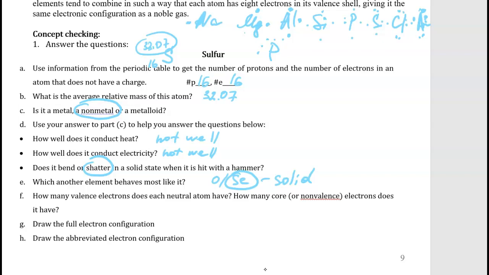How many valence electrons does each neutral atom have? For sulfur, it is 6 electrons because sulfur is from group 6A, so 6 valence electrons. Okay, how many core electrons? Core electrons are all the others except valence, so it's 16 total. 6 valence, that means 10 core electrons.